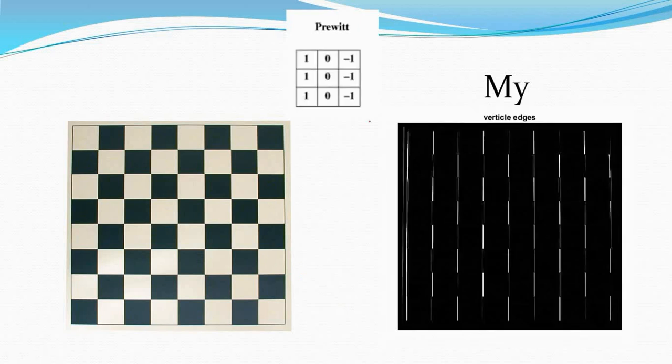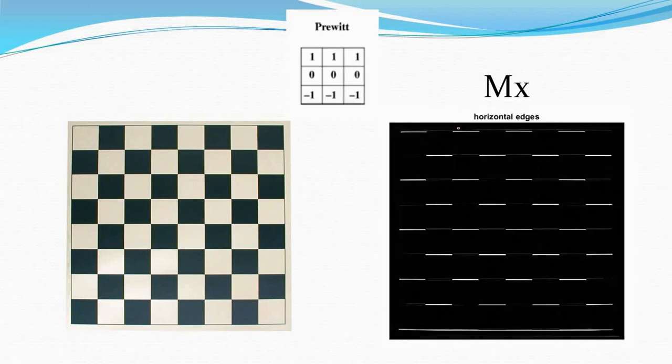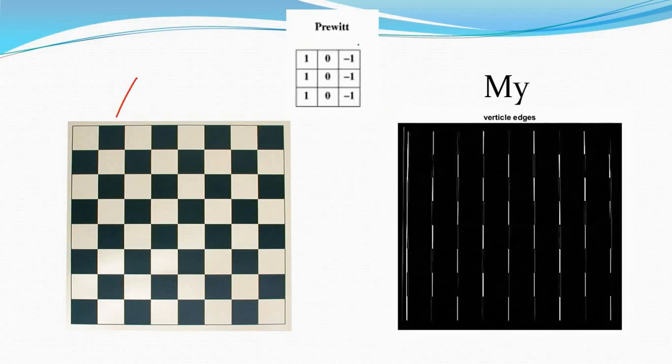Also, if you see the y derivative, let me name this image as my. Here you can see that it is detecting the vertical edges. So here mx is detecting the horizontal edges by this particular mask. I will apply this mask on the image first, and then I'll get this answer. Then I will apply this mask on this image and I'll get this particular thing.